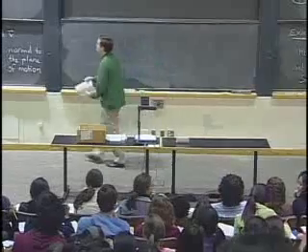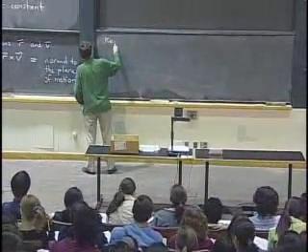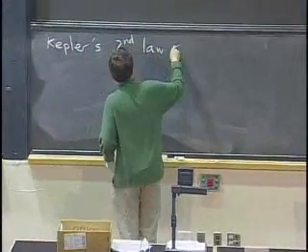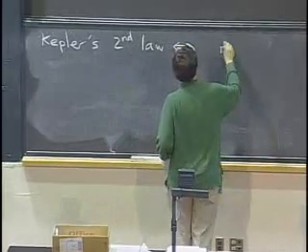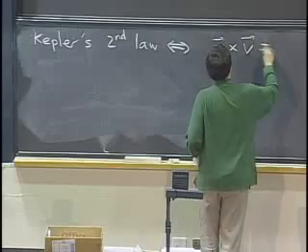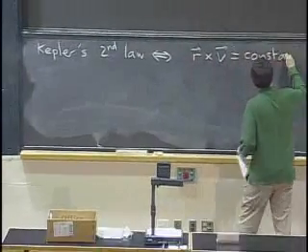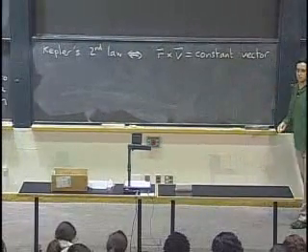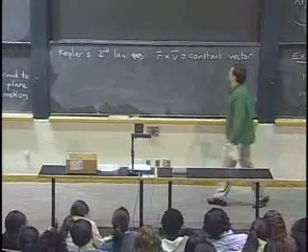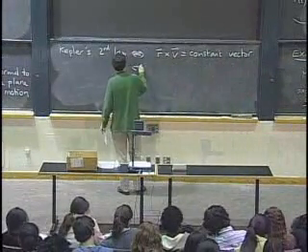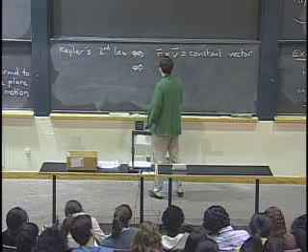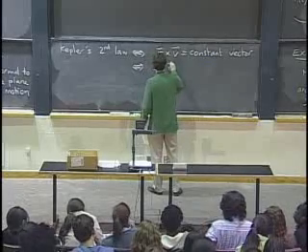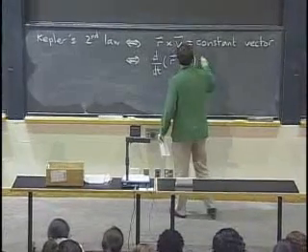Okay, so Kepler's second law is actually equivalent to saying that R cross V equals a constant vector. That's what the law says. So in terms of derivatives, it means d by dt of R cross V is the zero vector.